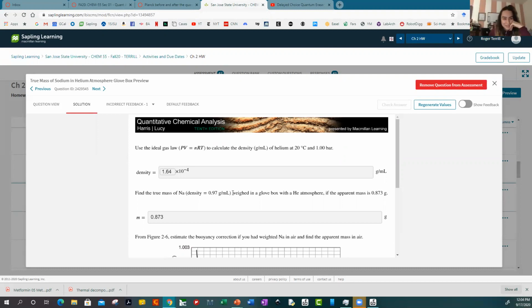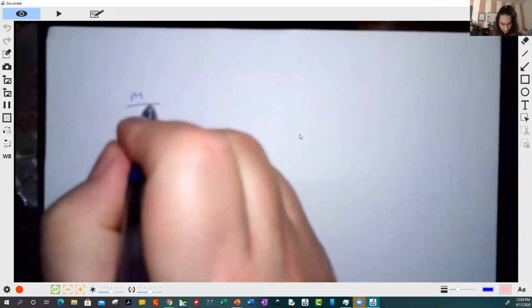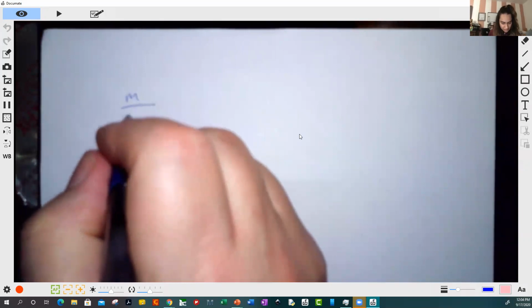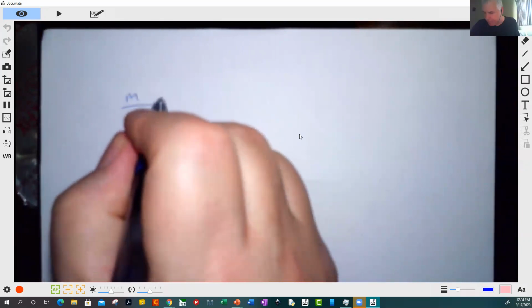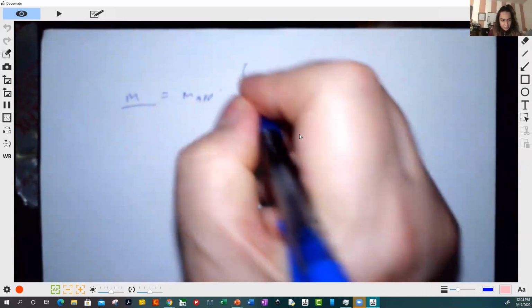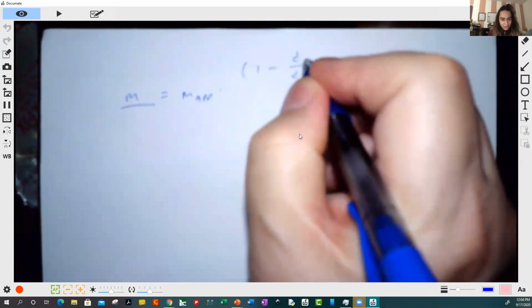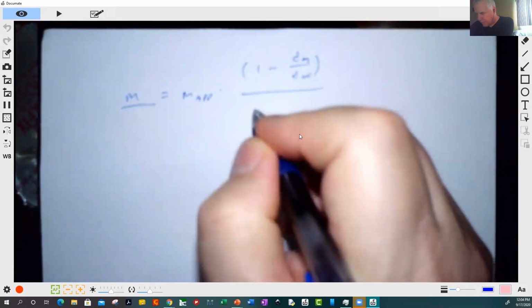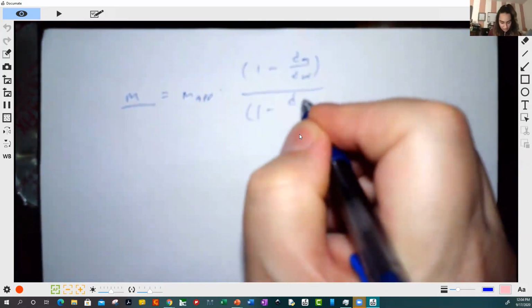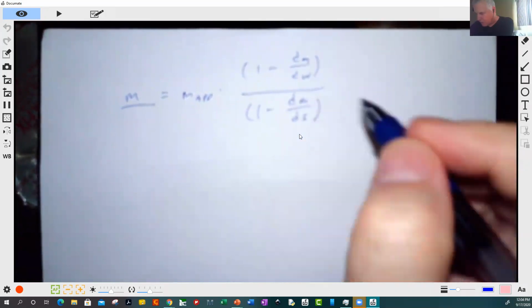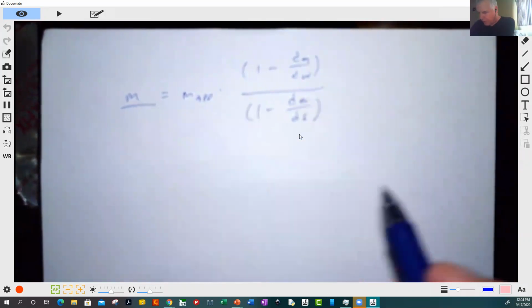I have it written down if you want it now. Why don't you go ahead and tell me what the formula is. It's M true equals M prime, the M apparent, times 1 minus the density of air over the density of the weight, over 1 minus the density of air over the density of the specimen that you're actually weighing, right?